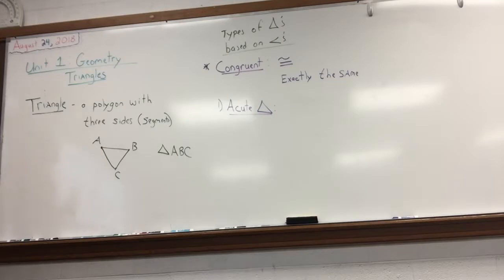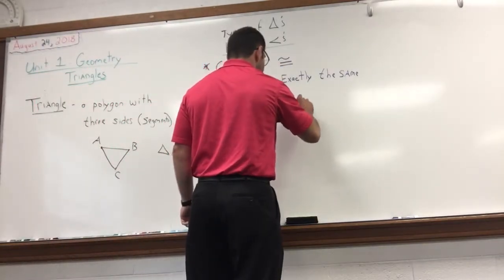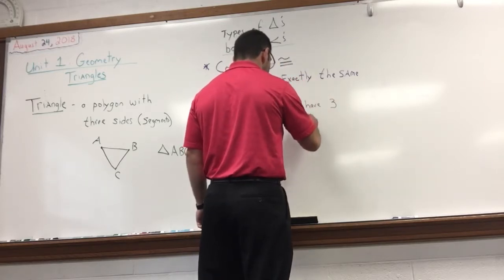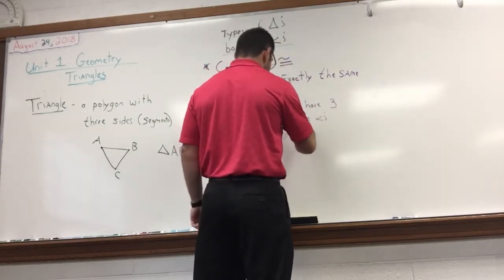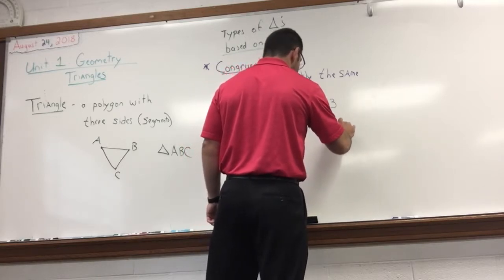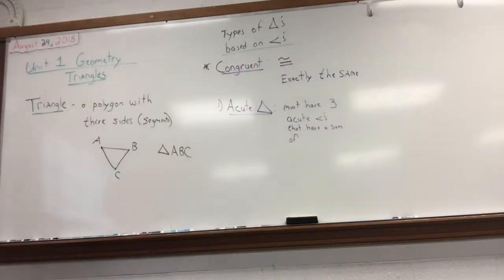So, how many angles are in a triangle? How many? Renee? 3. So an acute triangle must have 3 acute angles that have a sum of... Ooh. Now I'm going to ask you to remember, because you have done triangles before.